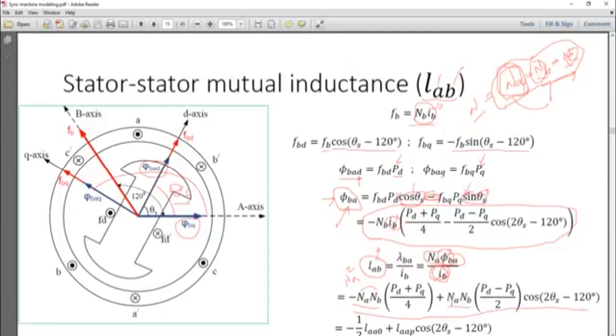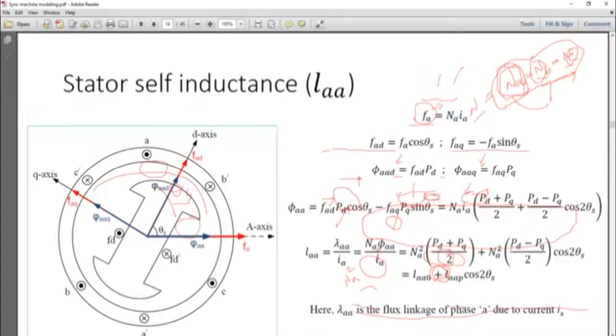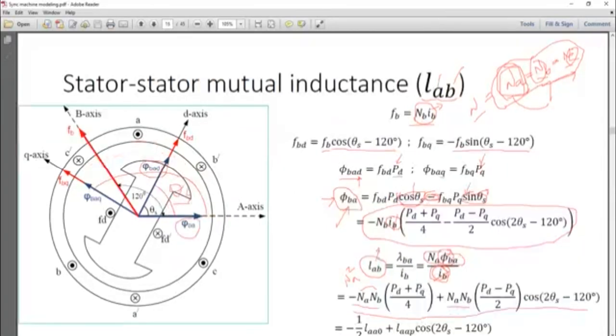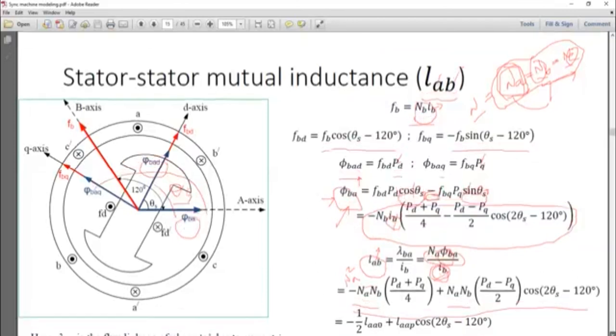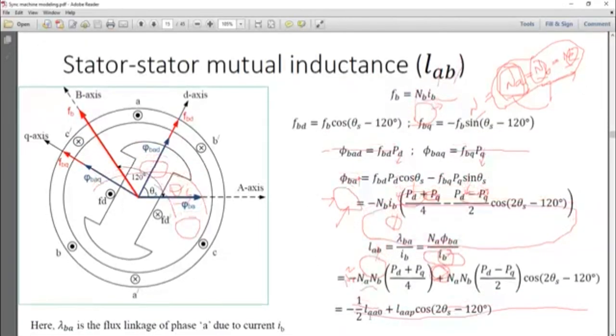Then again, this would be NA squared PD minus PQ over 2. We compare it with the previous expression. You see NA squared PD minus PQ over 2 for LAA, and we took it as LAAP. So that is same as LAAP because NA is equal to NB. And then cosine 2 theta is minus 120. So this is the expression of LAB, okay, stator to stator mutual inductance, right?